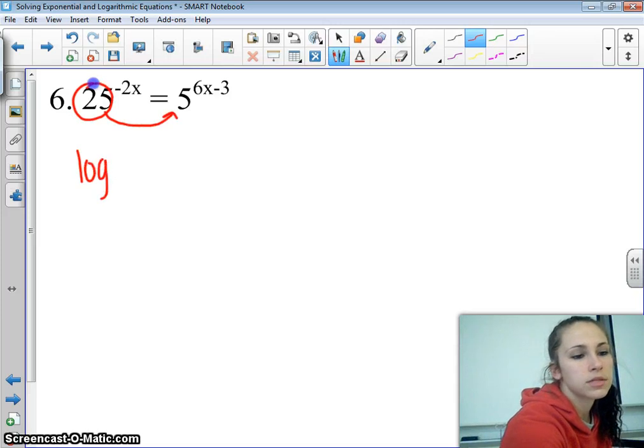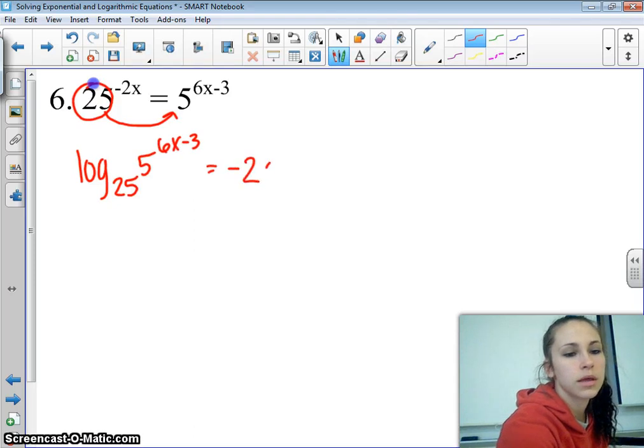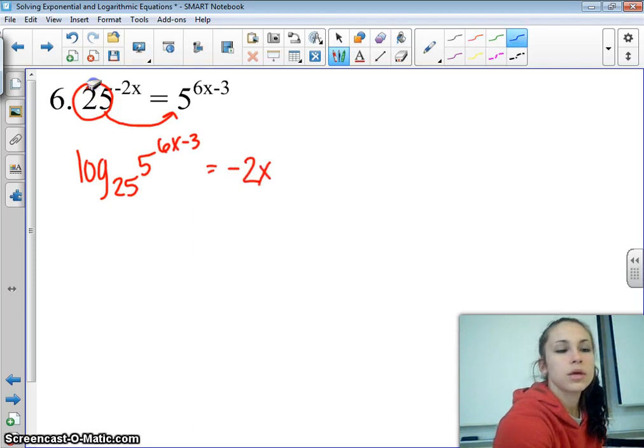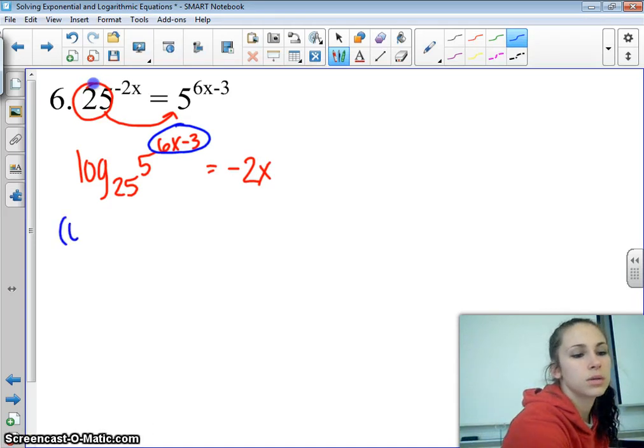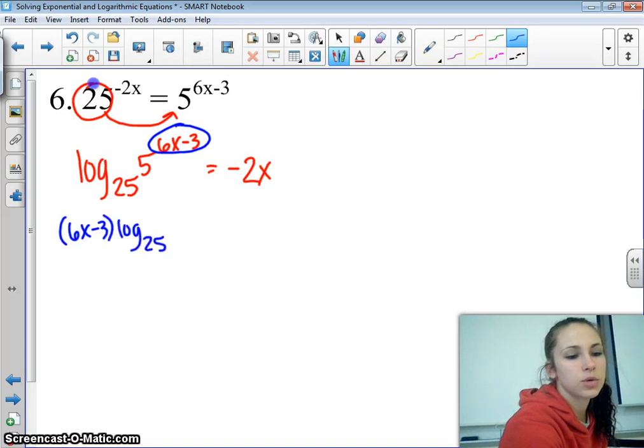So when I do that, this is going to be log base 25 of 5 to the 6x minus 3 equals negative 2x. Now, if we have a log, this exponent right here can be taken and moved down to the very front of the log. So this is going to be 6x minus 3 times the log base 25 of 5 equals negative 2x.